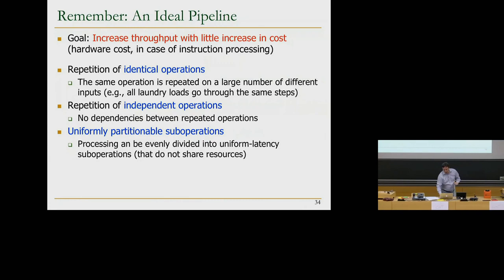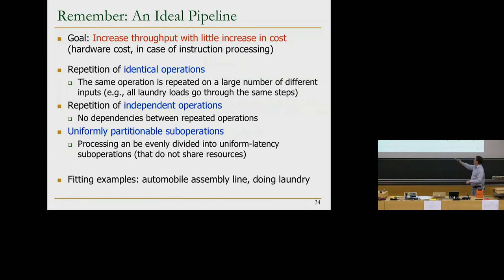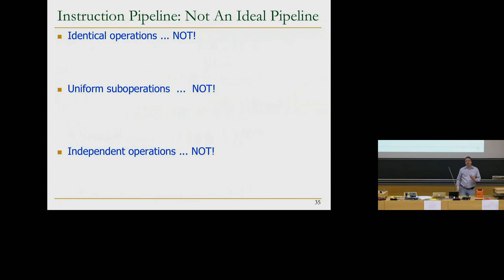This was our goal. And there are some cases where this actually works out very well. Automobile assembly, doing laundry, sort of, because we don't care so much. But the instruction processing in a cycle is not necessarily always the same, because we don't have identical operations. We are sometimes decoding instructions that are wildly different from each other. We will see when we are coming to more realistic processors, fetching some data from memory takes much, much longer than adding two numbers. Uniform sub-operations, you already saw in the laundry story, this is not really happening always.